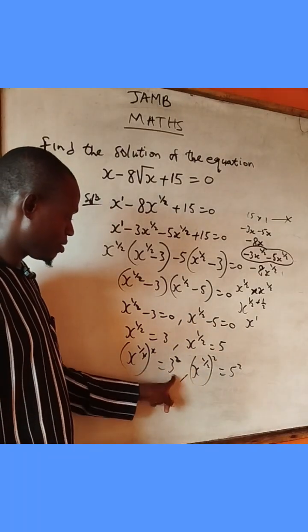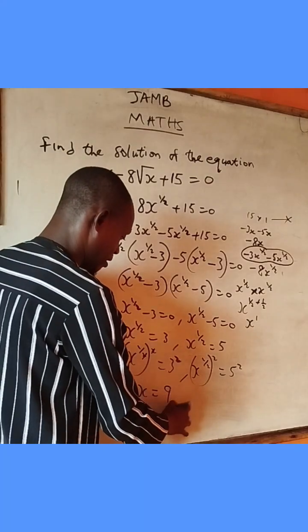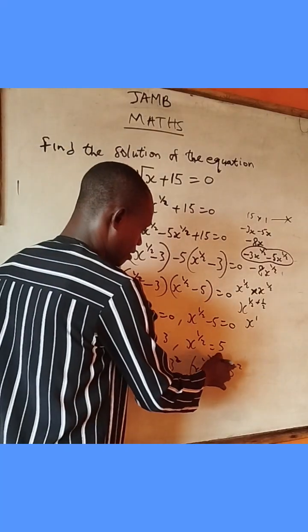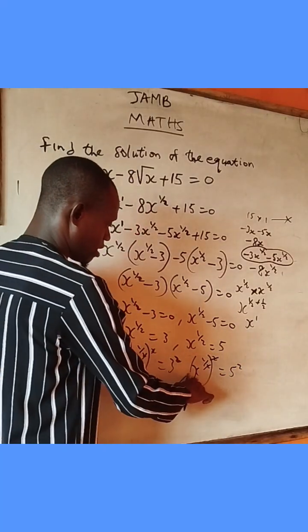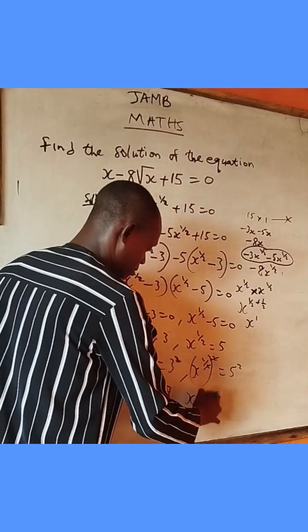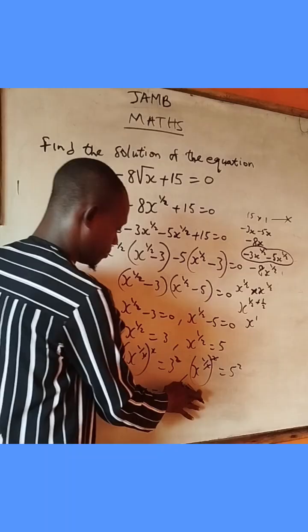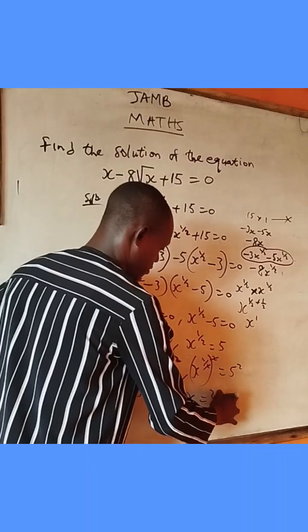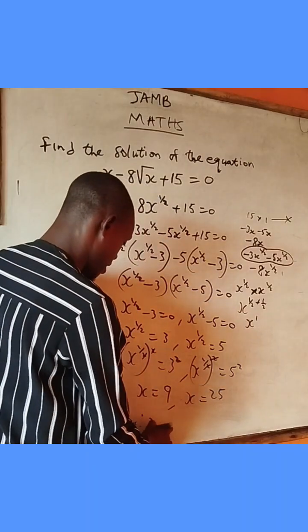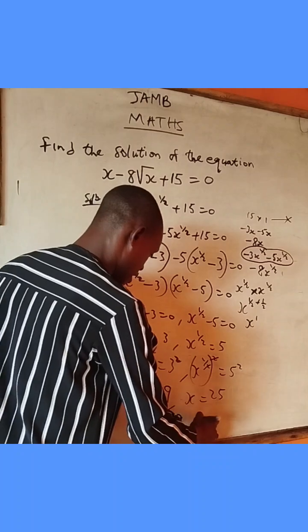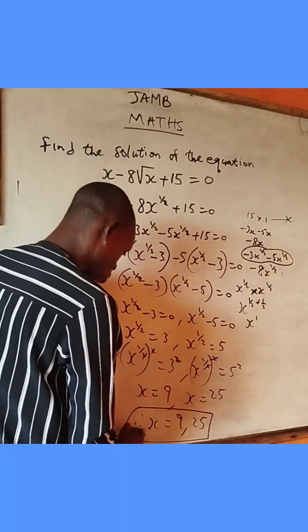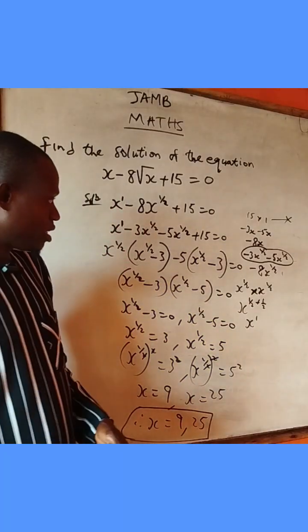So 3 raised by 2 is 9. That is 3 times 3. For the second one, this half, 2, we cancel this 2. x raised by 1 is still the same thing as x. So it is equal to 5 squared, which is 5 times 5, is 25. So therefore, x is equal to 9 and 25. So this is the solution to the problem.